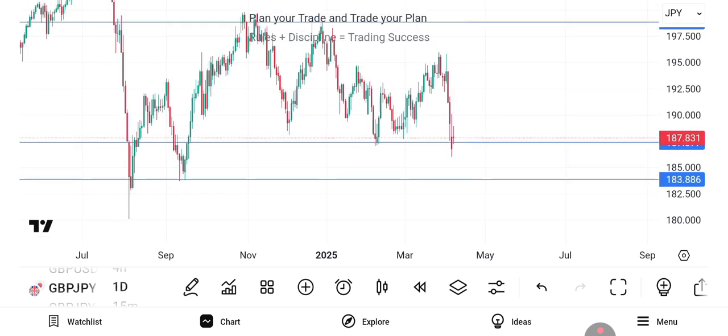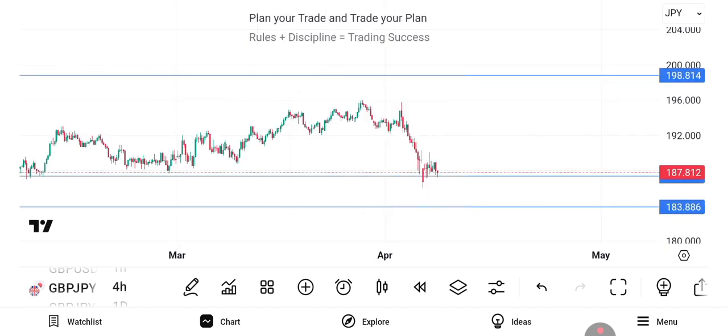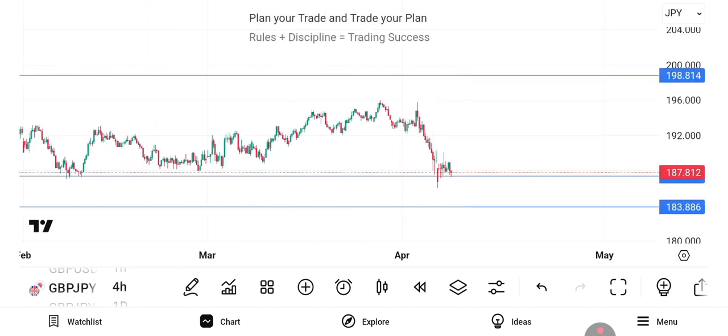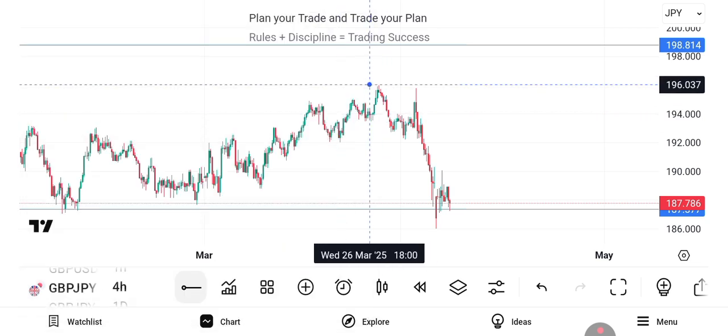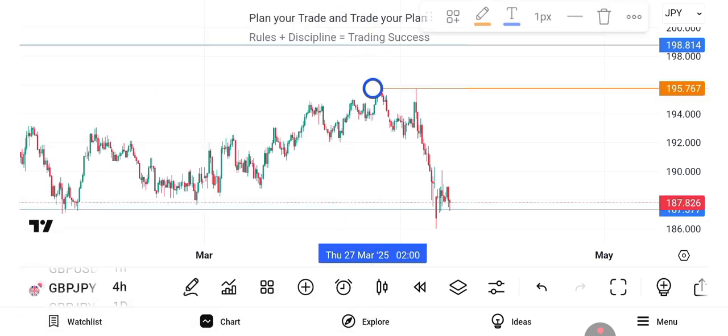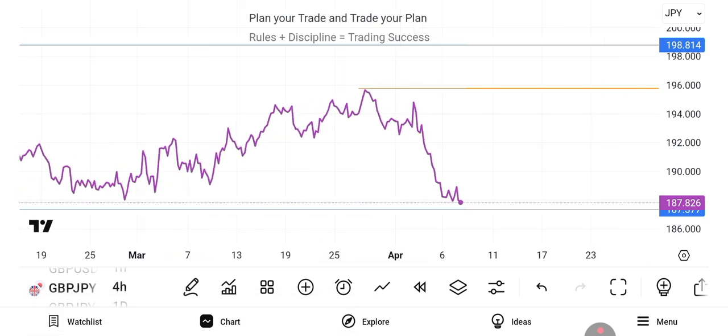Okay, so after marking that, the next thing I do is move to the 4 hour time frame to identify the kind of trend we are in. I also make use of my line chart to see the market clearly. So if I open my line chart here, you can clearly see the market is in a good downtrend.